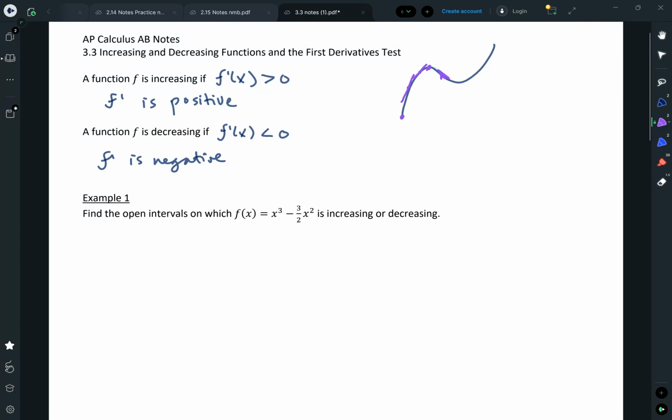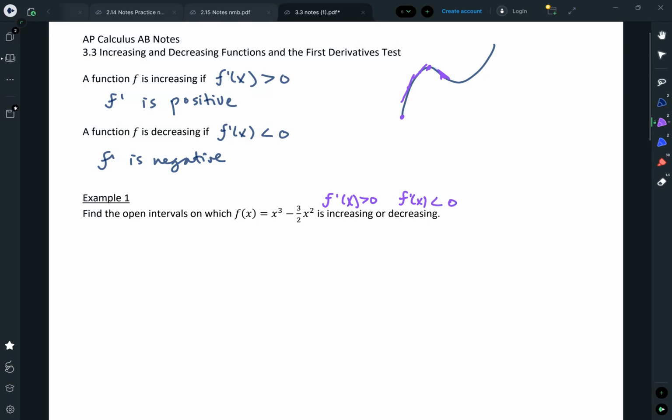It says find the open interval. That just means we're using interval notation, with parentheses, not brackets. We're not using a closed interval. We want to know where our function is increasing or decreasing. Our method is to find our critical numbers, make a first derivative chart, and then everywhere that our first derivative is positive, it'll be increasing, and everywhere that our first derivative is negative, it'll be decreasing.